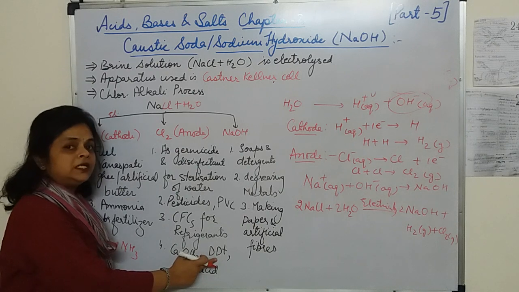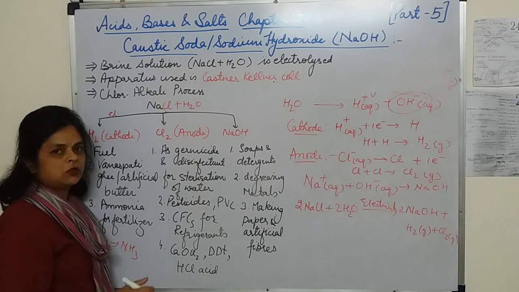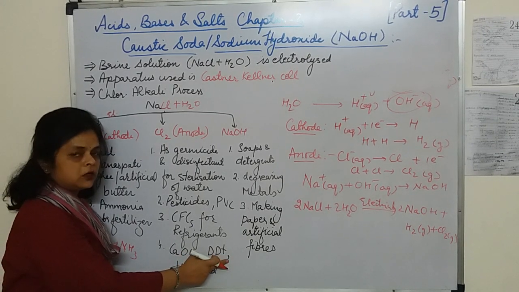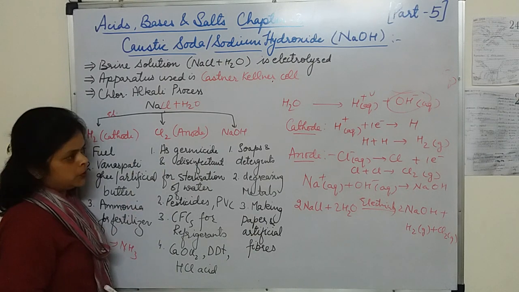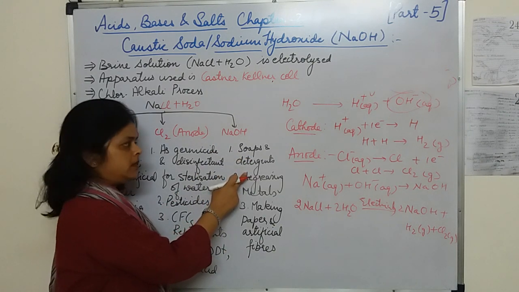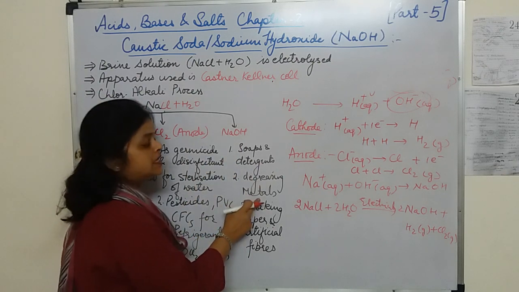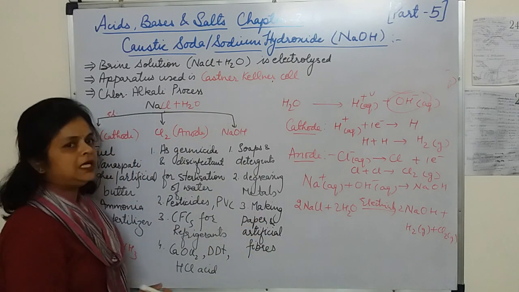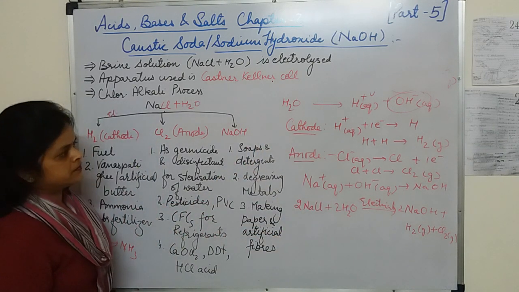It can also be used to make DDT. If you know DDT, it is used in houses for killing insects and all that. The full form of DDT is dichlorodiphenyltrichloroethane. HCl, hydrochloric acid, is also prepared from chlorine. And lastly, NaOH is used in soaps and detergents, which are prepared with the help of sodium hydroxide, in degreasing metals, and in making paper and artificial fibers. So here we simply have to learn these uses, and then we have to understand the chlor-alkali process.